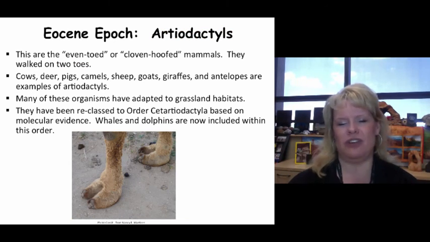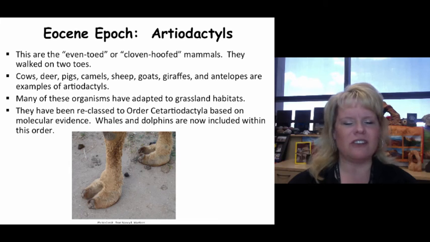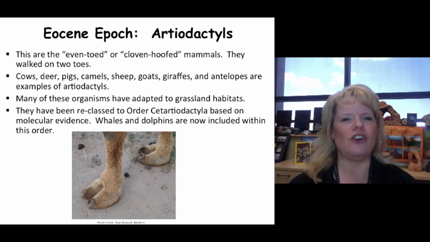Well, they're even-toed, cloven-hoofed, which means they walk on 2 toes. Now, you would know these as things like camels, cows, deer, pigs, sheep, goats, giraffes, antelopes. These are just a few of your artiodactyls.